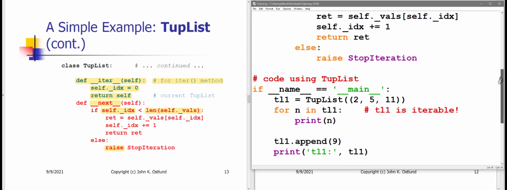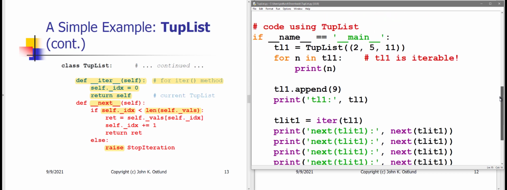And let's see if that's true. So here's our test code. Notice that we're checking dunder name against the string dunder main.